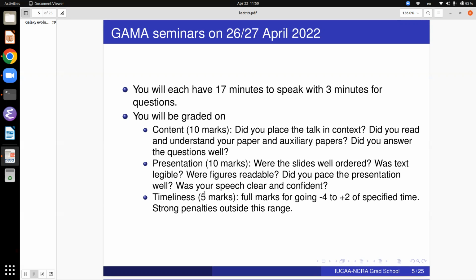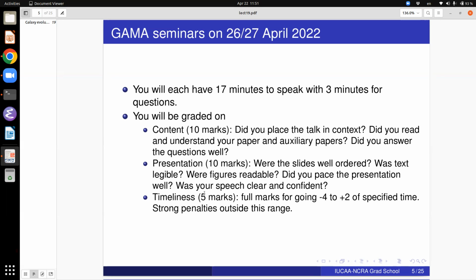Most of your questions will come from your 3 graders, which is Yash, me, and Pritish Mishra. This is how you will be graded. You will be graded for content. That is 10 marks. And while doing that, we will look at: did you place the talk in context? Did you read and understand the paper and any auxiliary papers? I know that you guys are very busy, so we are not really expecting you to go very deep into other papers. But the paper you have chosen, you must have read fully. Did you answer the questions well?